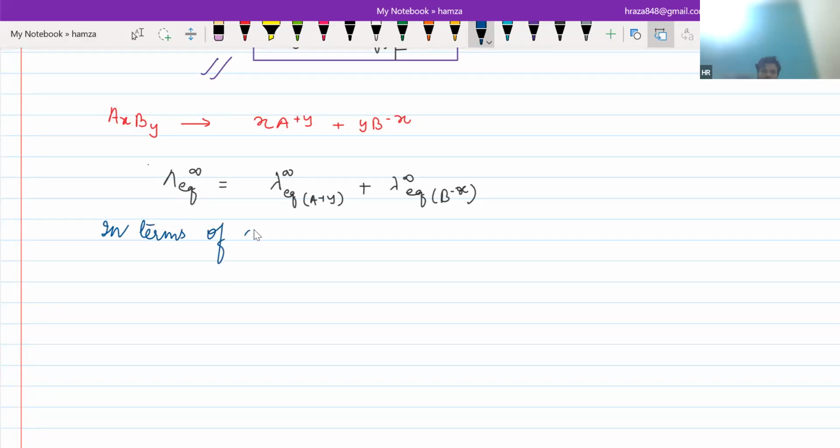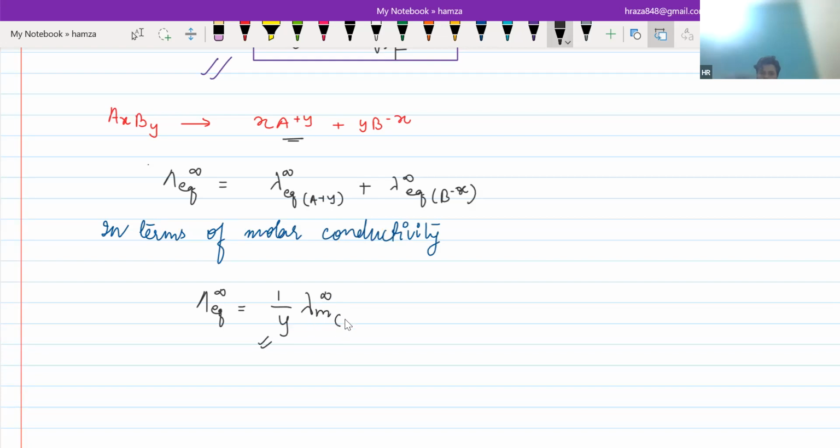In terms of molar conductivity. If you are going to write in terms of molar conductivity, lambda naught EQ will be equal to whatever is the charge on A will be divided. Basically, this is valence factor. The charge is valence factor and it is lambda m infinity of cation plus whatever is the charge on this will be divided. This is valence factor lambda naught m and this is for anion.